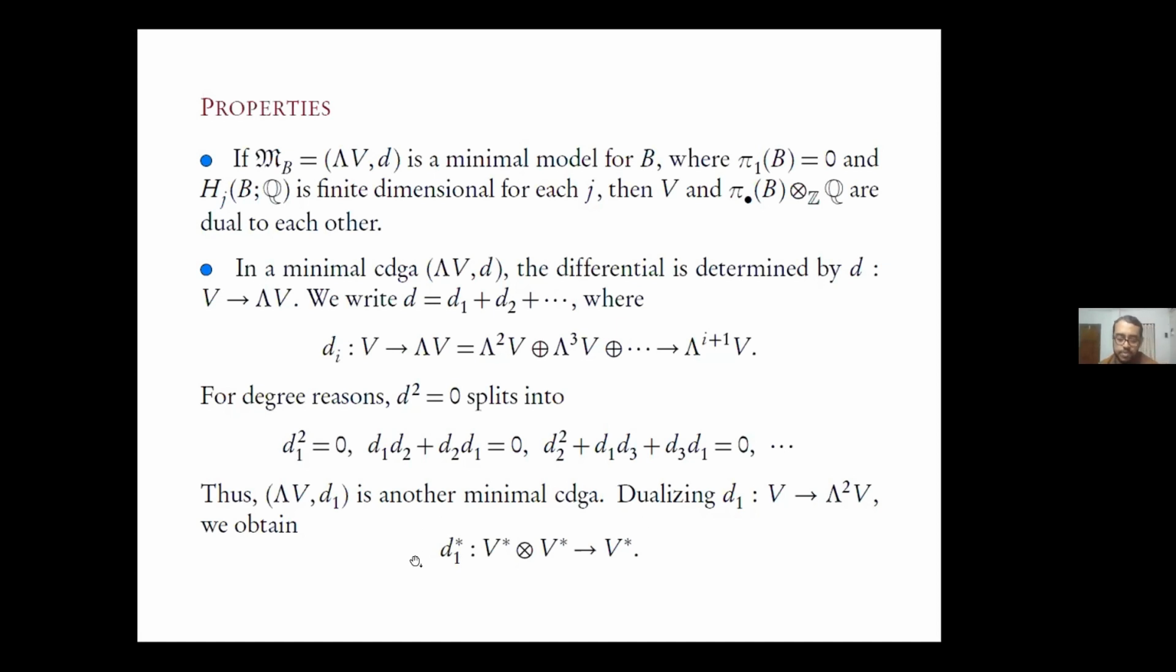Any questions before I move on? This is a very simple exercise for the students in the audience to try and check if you haven't seen it before. The fact that D1 squared is 0 is the Jacobi identity, and the fact that D1 lands in here gives you the commutativity, or the graded commutativity, for thinking of this as a bracket.